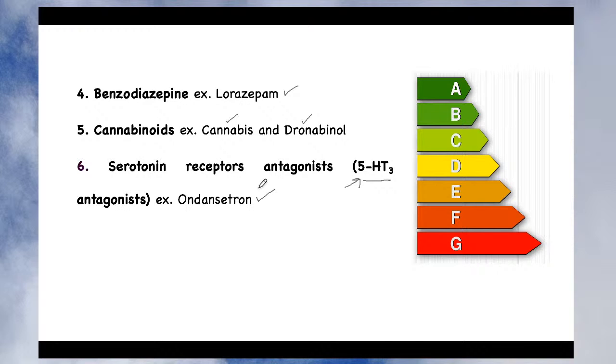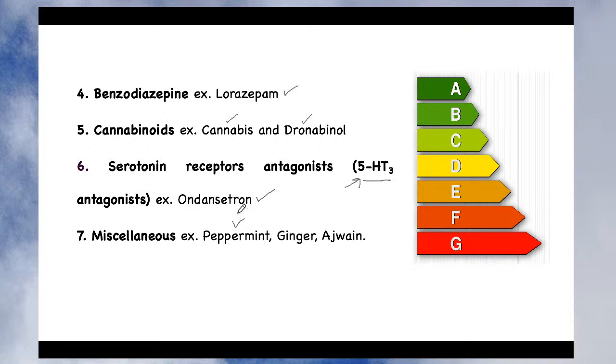In addition to this, there are some miscellaneous drugs which are not synthetic, but belong directly to natural sources, and which show very good action against nausea and vomiting. Mostly these are used in home remedies for the treatment of nausea and vomiting. Okay, so for example, it is peppermint.